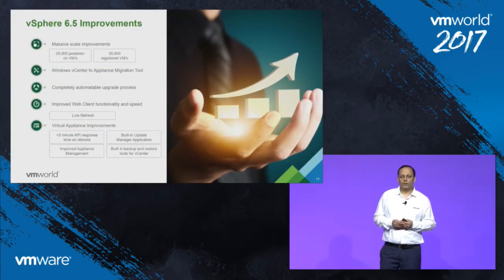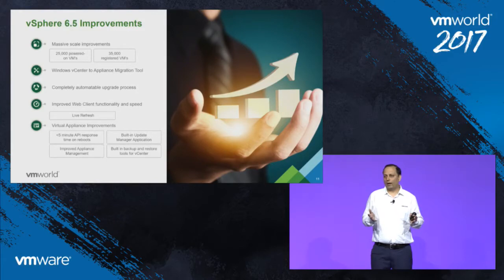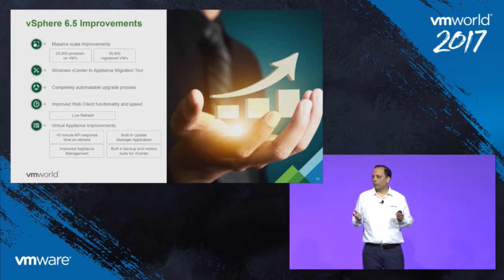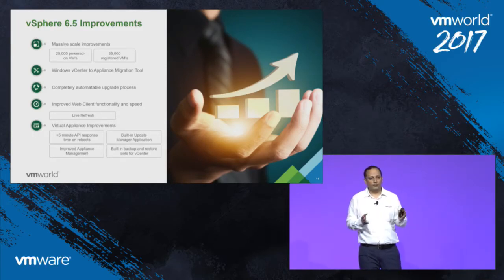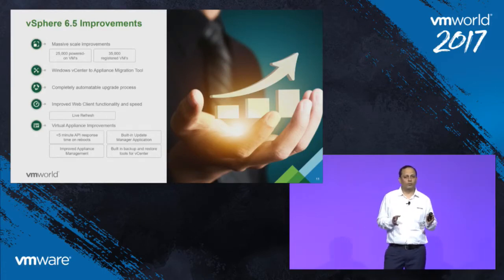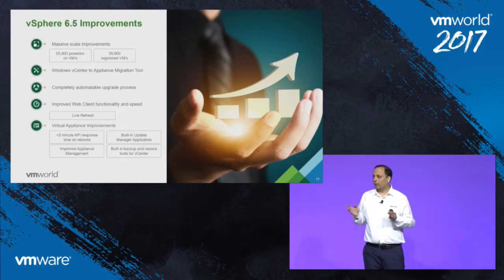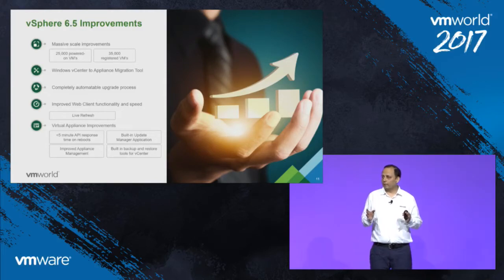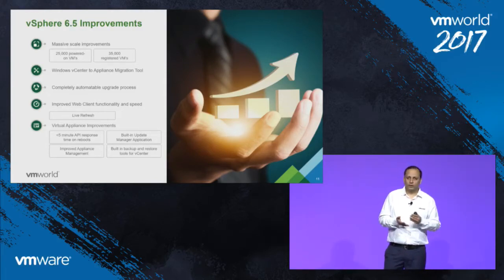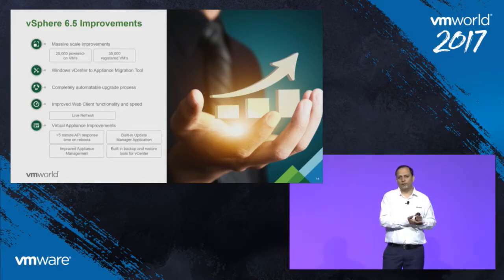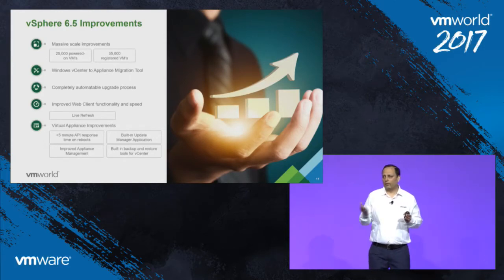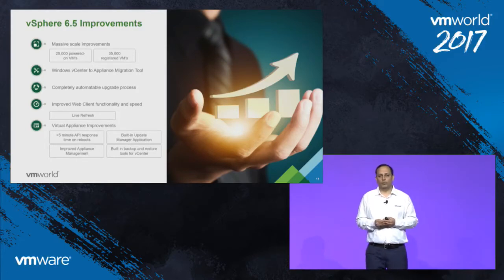So vSphere 6.5, you know that we got a vCenter Server Appliance, which is a Photon-based OS. It's a Linux-based, virtualization-optimized operating system. With 6.5, we have got massive improvements. In a vCenter, you can run 25K virtual machines powered on, and at the same time you can have 35,000 virtual machines registered in it. If you are using enhanced linked mode, this number goes higher. Similarly, if you compare the Windows-based vCenter Server with the vCenter Server Appliance, you get 3 times better performance in the appliance.